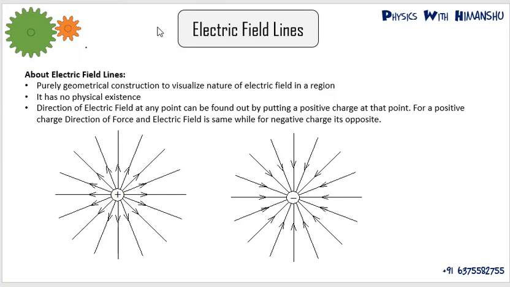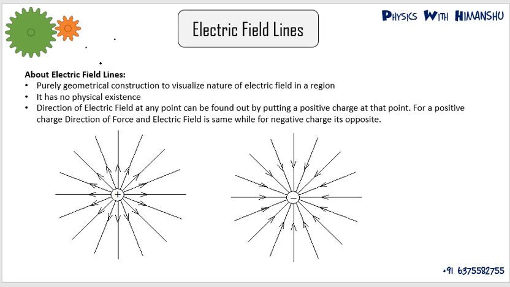Okay, so today we are going to discuss the topic electric field lines. We are going to discuss what electric field lines mean, how to represent electric field lines, what the properties are, and how to solve questions. So electric field lines are basically a way to represent electric field in a region.